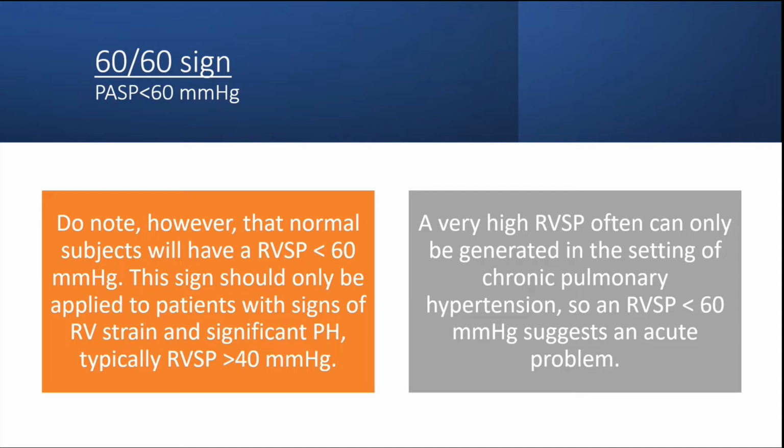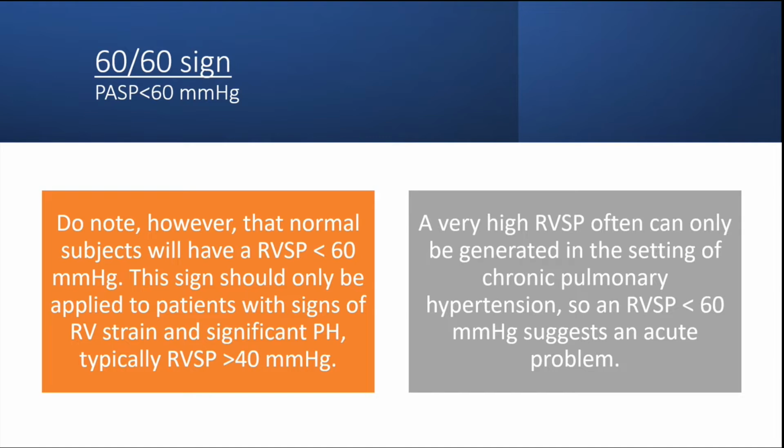This sign should only be applied to patients with signs of RV strain on the ultrasound and significant pulmonary hypertension, typically with RV systolic pressure or PA systolic pressure above 40. Chronic elevation in right ventricular afterload allows serious compensatory changes, including chamber dilation and increased wall thickness, and this allows the preservation of RV stroke volume initially at a markedly elevated pressure.